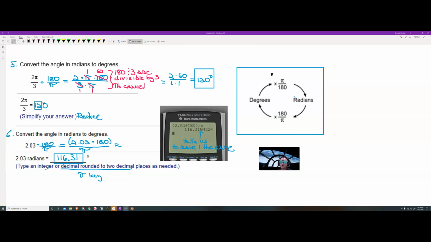All right, so we're converting radians to degrees. So we're starting with radians over here, and we're going to work this way to turn it into degrees. So each one of those values here is going to get multiplied by 180 over pi. 180 over pi, and then there's your work for it.